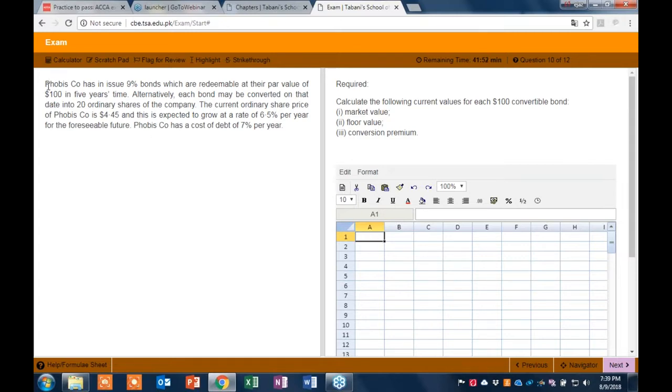So let's calculate it. Let us first read the question. Forbes company has in issue 9% bonds, which means that we'll be receiving 9% of the par value as interest every year. These are redeemable at their par value of $100 in 5 years time, or each bond may be converted on that date, that means at the end of the 5th year, into 20 ordinary shares of the company. The current ordinary share price of Forbes company is $4.45 and is expected to grow at 6.5% per year for the foreseeable future. Forbes company has a cost of debt of 7% per year.